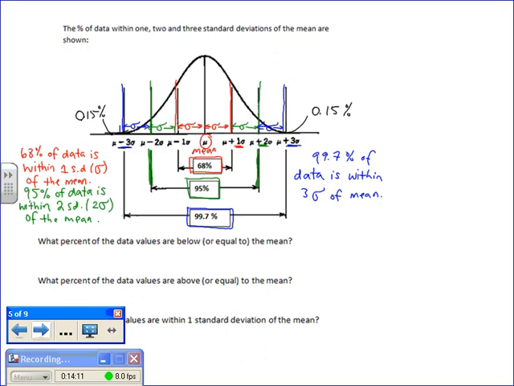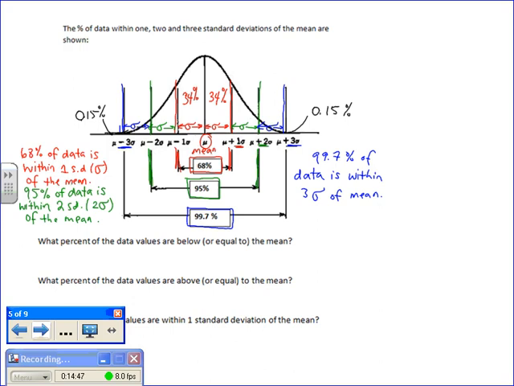If I look at the red section for a minute, what we're saying here is that this red section, from the mean minus 1 standard deviation to the mean plus 1 standard deviation, so from here to here, if that represents 68% of the data, I could divide that in half and say that this side represents 34% of the data, and this side, above 1 standard deviation above the mean, represents 34% of the data, because 34 plus 34 gives me 68. I'm just dividing that by 2.